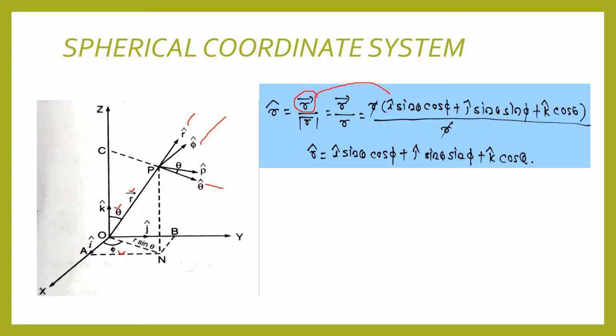Now first we will determine the value of r cap. We know the unit vector formula: r cap is equal to r vector upon the modulus of r vector, so we get this value of the unit vector r cap. Correct. Now dear students, next we have another figure.